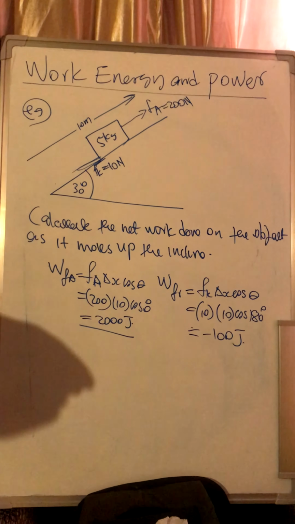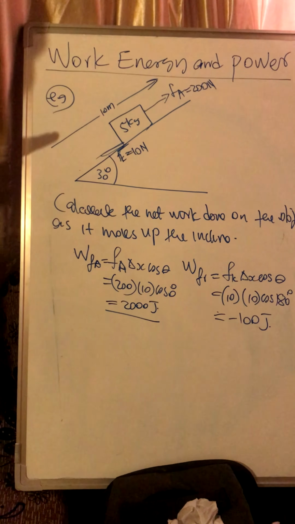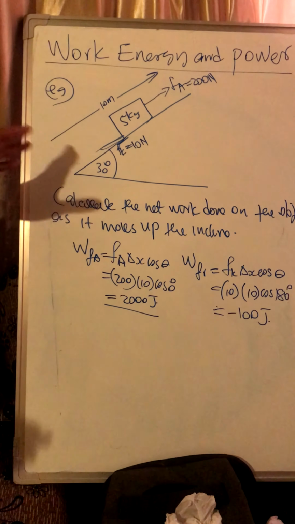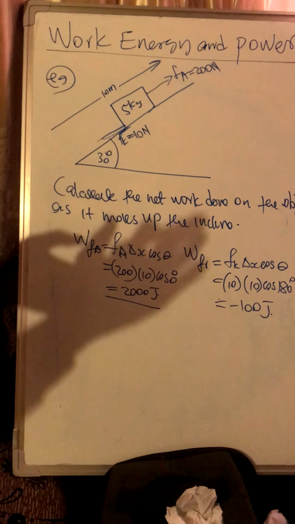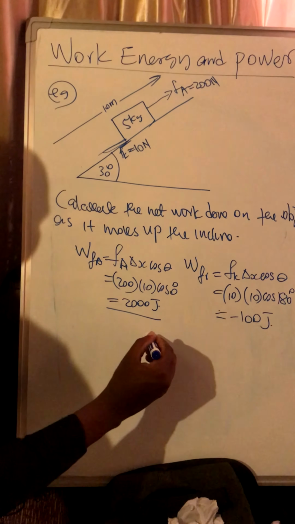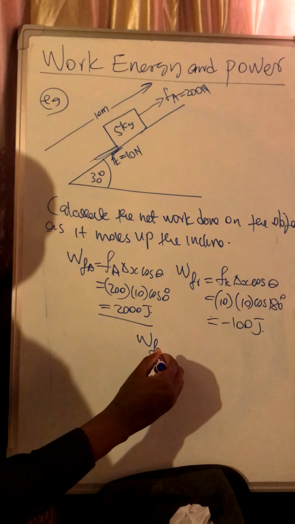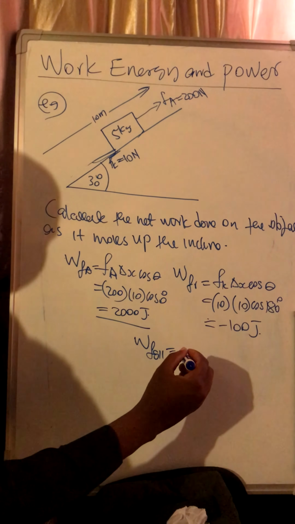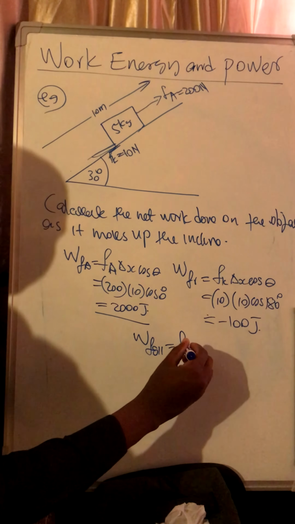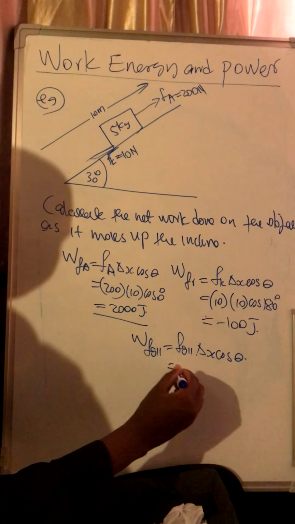But friends, now there is a force which was added there. If ever you see an object moving on the incline and you're having an angle, as long as it moves on the incline, we are going to talk about FG parallel. So meaning that you're going to say the work done by FG parallel is equal to FG parallel change in x cos theta.